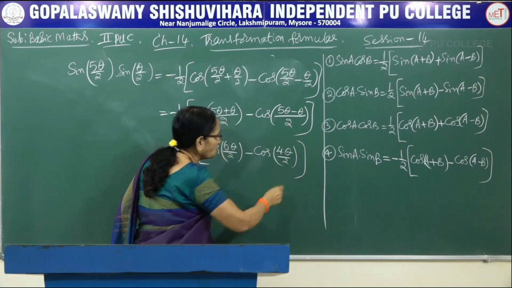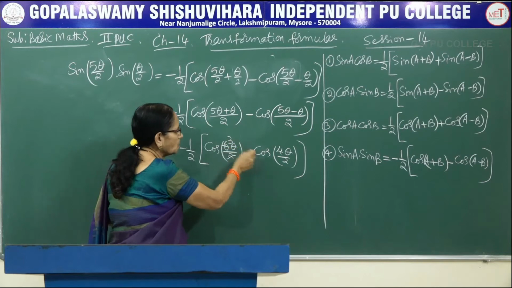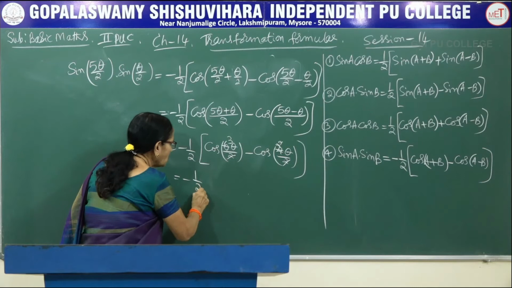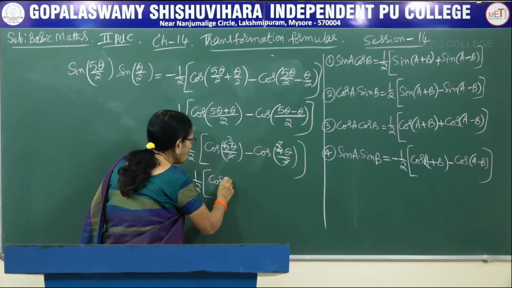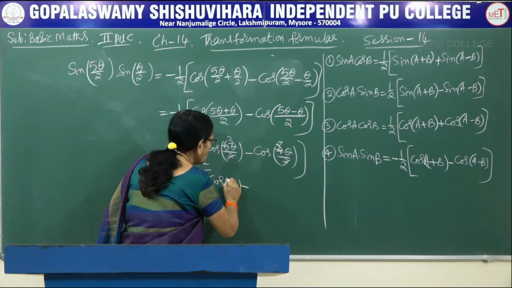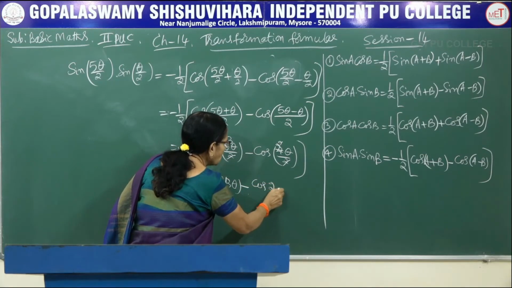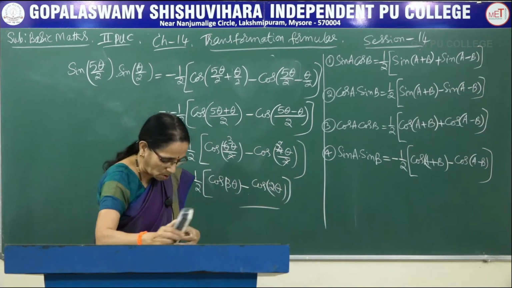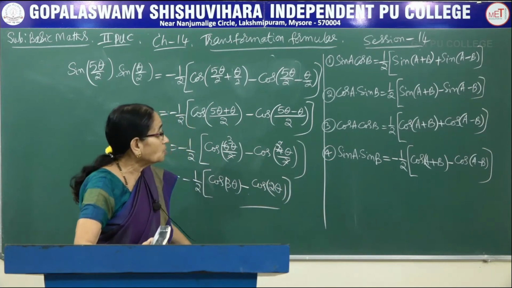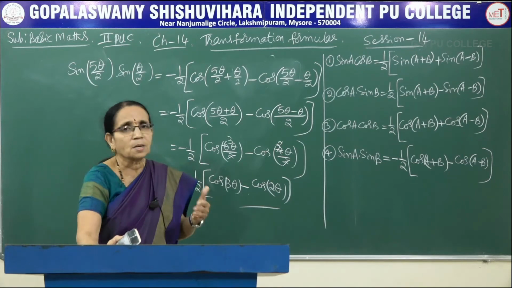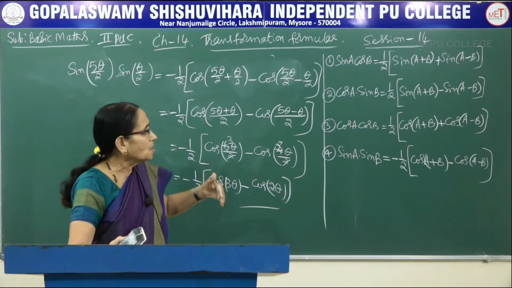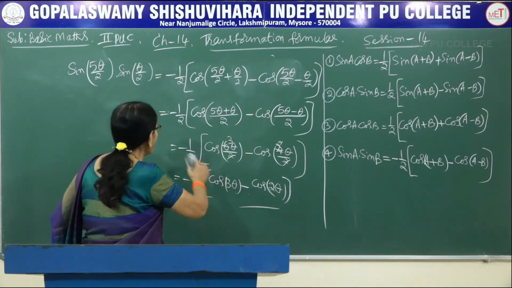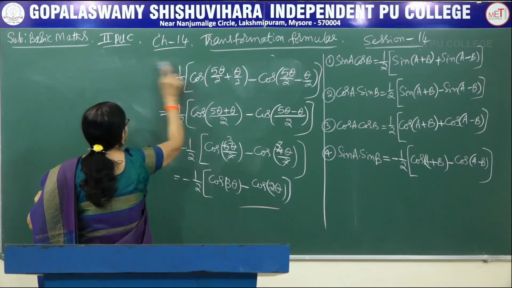Now it can be further simplified. 2 ones are 2, 2 threes are 6, 2 twos are 4. Hence finally we get minus half of cos of 3 theta minus cos of 2 theta. See again here, theta is an unknown angle. So we do not know the actual value here. So if the angle is given, say 40 degrees, 60 degrees, 125 degrees, then any one of them may become a standard value. You can write the actual value. Otherwise, you have to simplify using the formula.